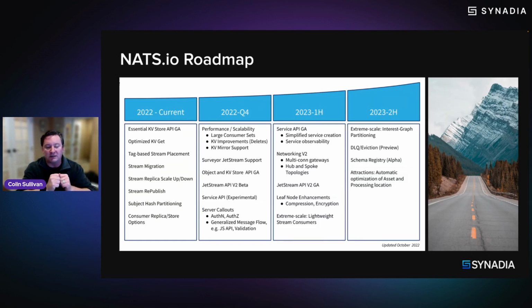for ordered processing of messages spread across. And then consumer replica and store options. But where we're really leaning into, we've already seen a lot of questions about KV store and scalability. We're leaning heavily into KV improvements and large consumer sets around performance. So particularly with KV, we want to get to that billion key capability, and we're working towards that.